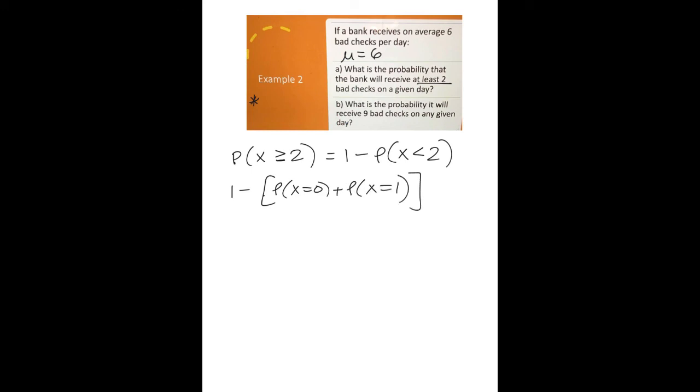And we don't have to include x is 2 because, of course, this is a strict inequality. And 2 is on the other side of that complement rule. So let's get started.